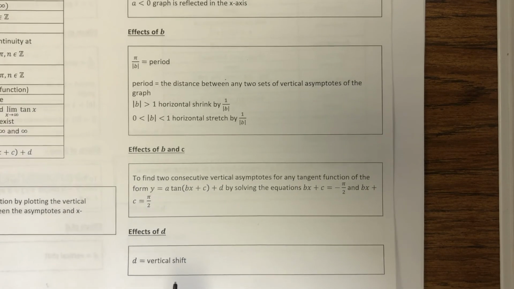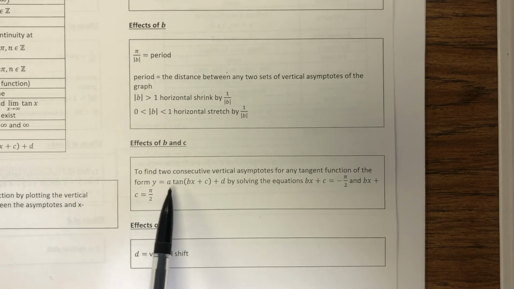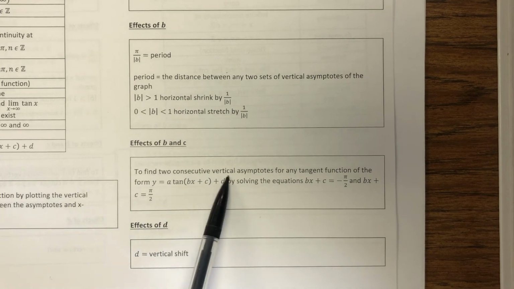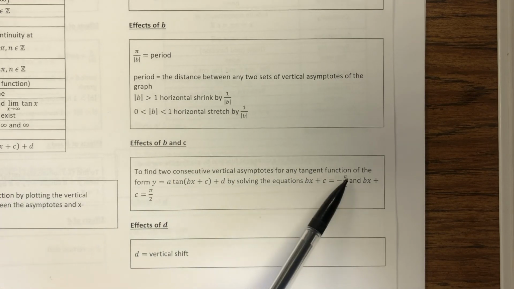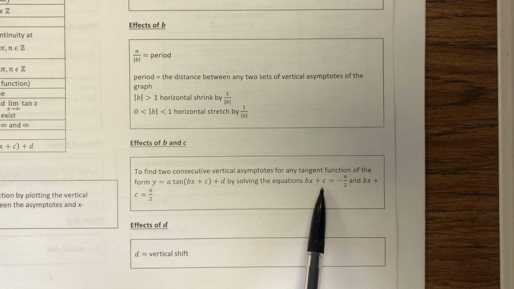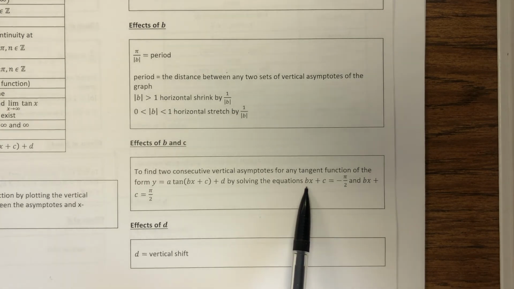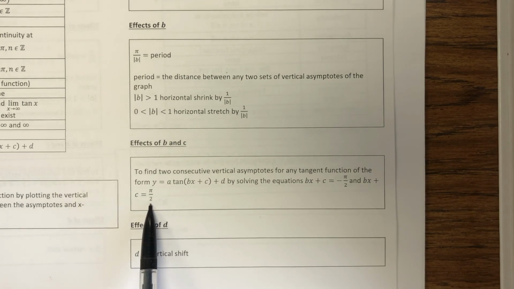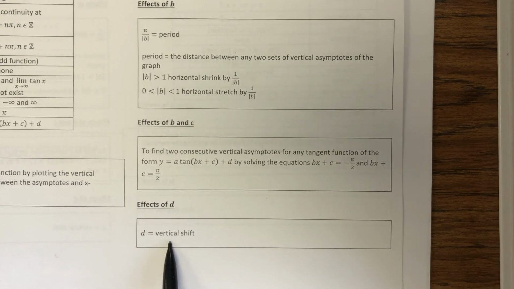This is how you find your asymptotes. So when you have B and C, again, C is going to give you your horizontal shift. So to find two consecutive vertical asymptotes for any tangent function of this form, your two initial asymptotes, you take bx plus c and you set it equal to a negative pi halves, and then you take bx plus c and you set it equal to a positive pi halves. This will give you 2 to start with, and then you can determine your period, and then they will repeat at that interval. And then D is going to be your vertical shift.